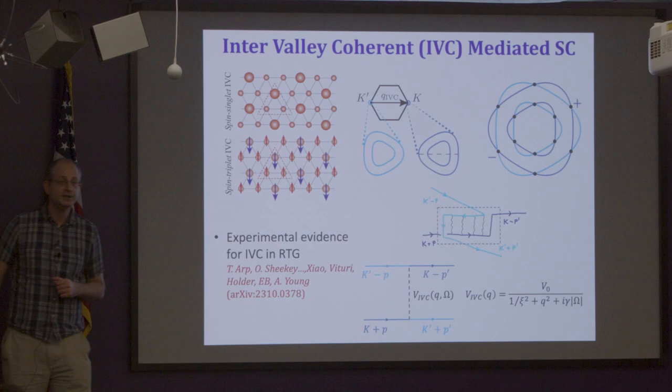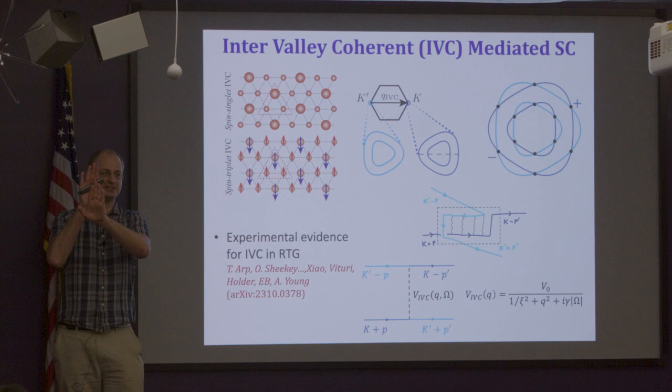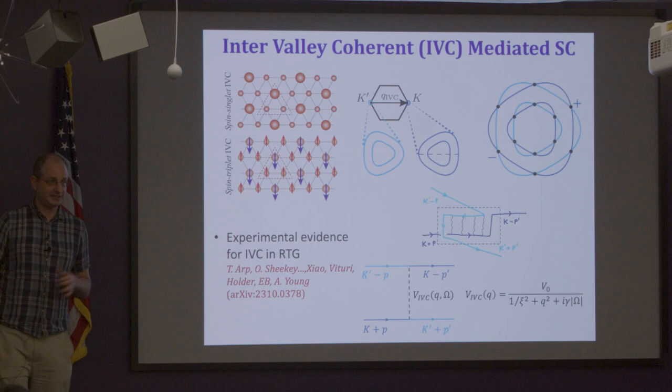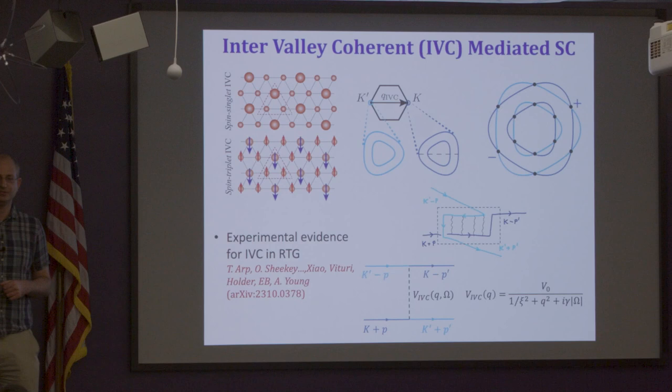Now, in these systems, unfortunately, we must have this huge displacement field, so we must work with dual gates. So that experiment is hard. I think there's an interesting open question in the field: how do we identify IVC order definitively in these systems, just from macroscopic measurements?